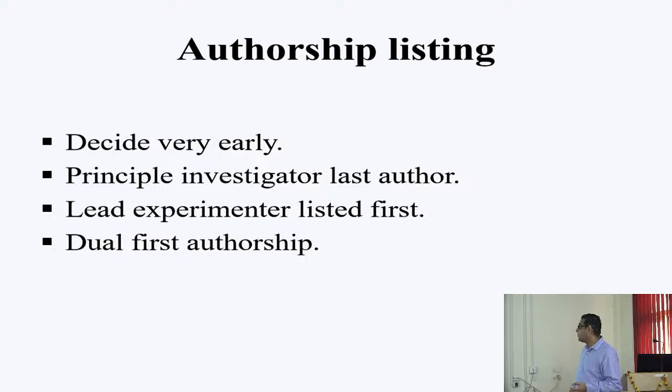The principal investigator is the last author, and the lead experimenter, those who are doing the first experiment, is listed first. The mentor or supervisor will always be the corresponding author. Dual first authorship is also possible. If two persons have done work equally, they can also be first authors. Two or three persons, no problem.